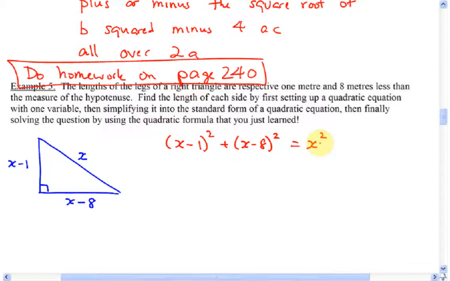Can you now try to simplify this into standard form? So remember when I say simplify, expand, group together, all that fun stuff. By the way, don't be like my grade 10s. Don't say x squared minus 1. Okay? What should that be?